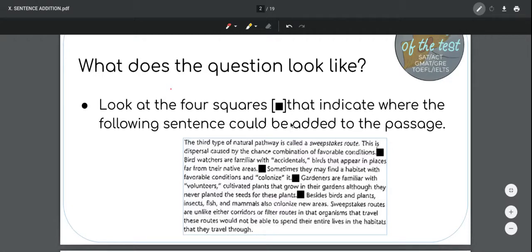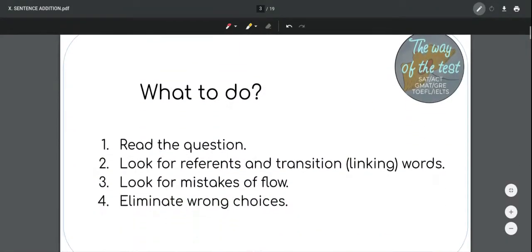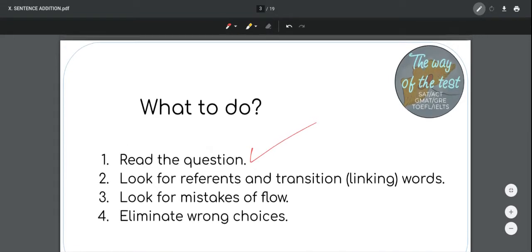Remember, the previous question type we covered was the reference question. The reference question is important because that question will help us to solve this one. So what should we do? We're going to read the question. Remember, we always read the question first to determine what question type we're dealing with. We're going to look for reference and transitions. Don't worry, I'm going to expand on this idea too, but remember, this is why the previous question type is important. We're going to look for mistakes of flow, and we're going to eliminate wrong choices.